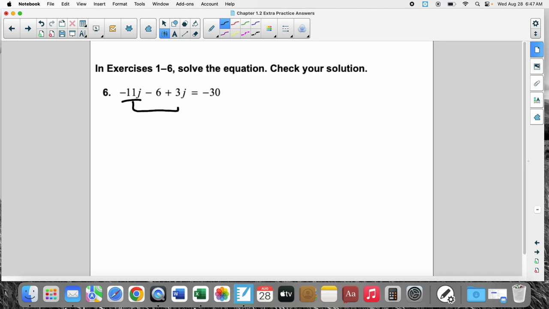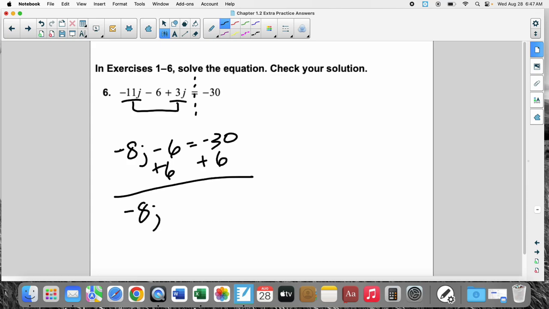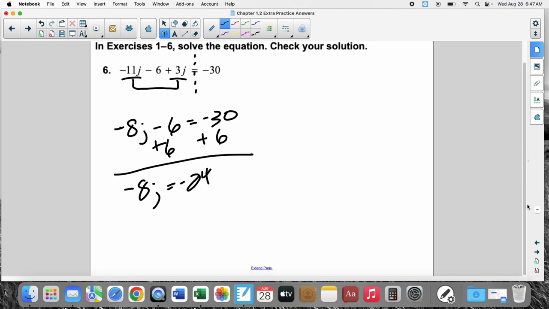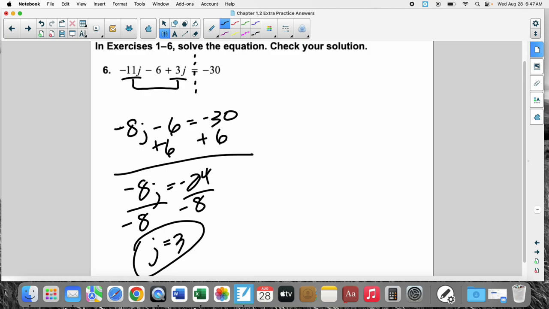Again, simplify, because these two variables are on the same side of this equal sign. They are like terms. That's going to give me negative 8j minus 6 equals negative 30. Let's add 6 to both sides. Negative 8j equals negative 24. Divide by negative 8. Divide by negative 8. J equals 3. Two negatives divided make a positive.